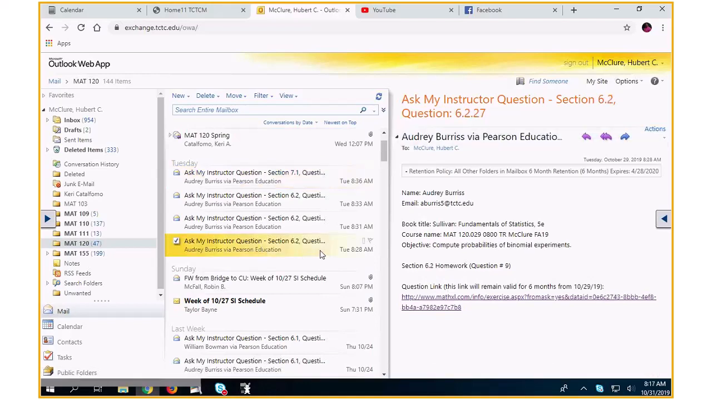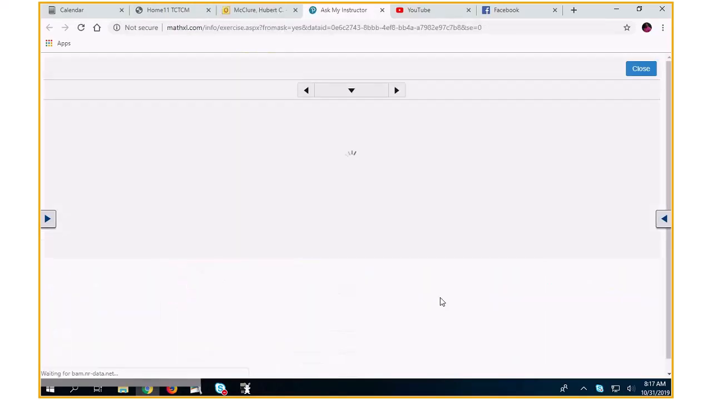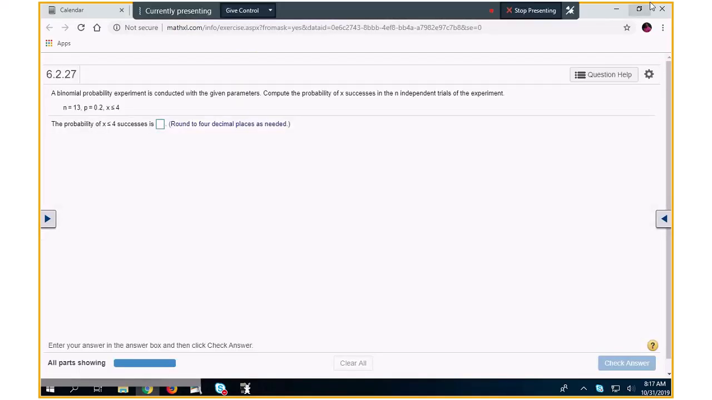6.2, number 9. First of all, is it a test question? Yes. It is a test question. So write it down. You're going to do this on a calculator. Now, the first thing you're going to do is add NP0, NP1, NP2, NP3, and NP4.